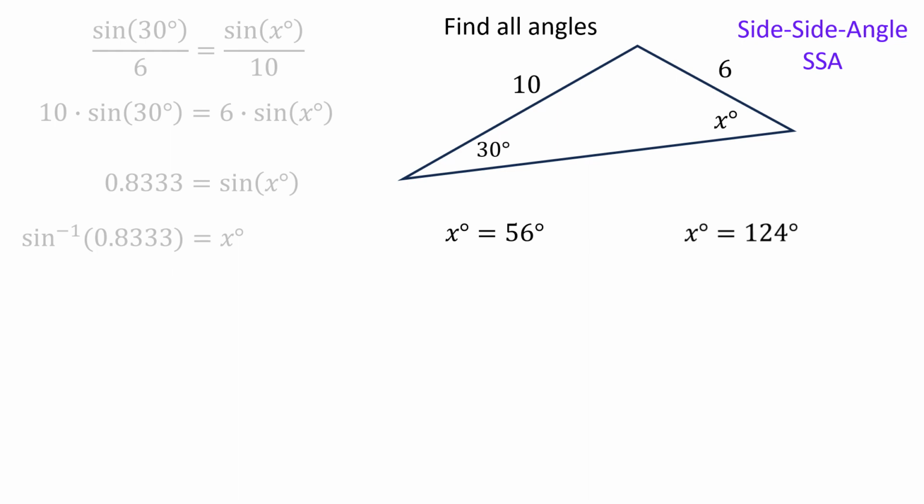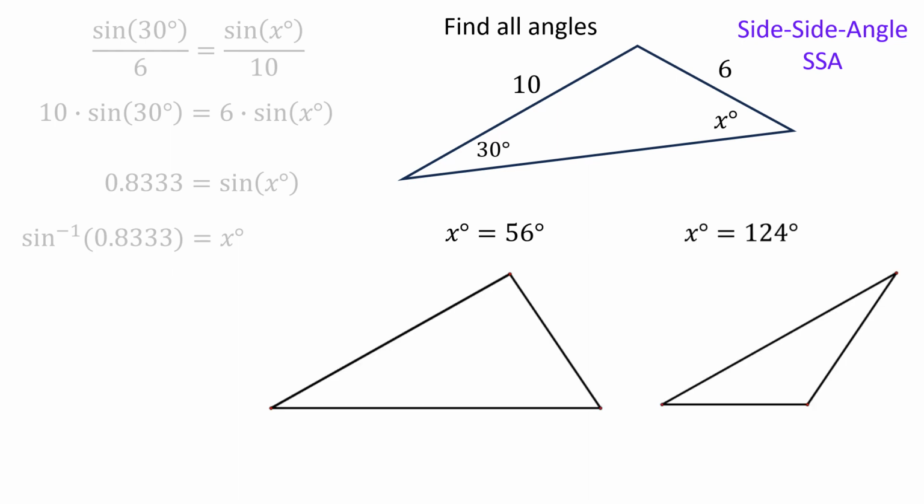And now that we know there are two possibilities for x, let's take a brief moment to consider how a triangle could have two different answers for an angle. In reality, it's because if we were to draw these properly to scale, with the 10, the 6, and the 30 as given, we would physically see that there are two possible triangles that can have these conditions met.